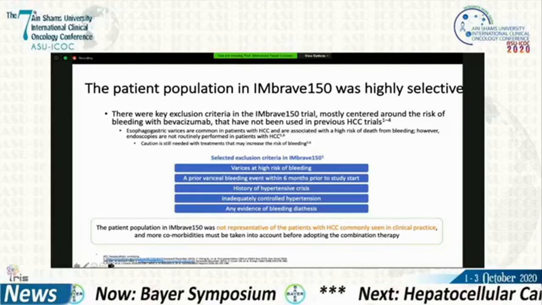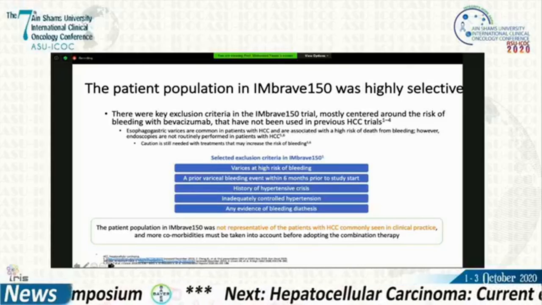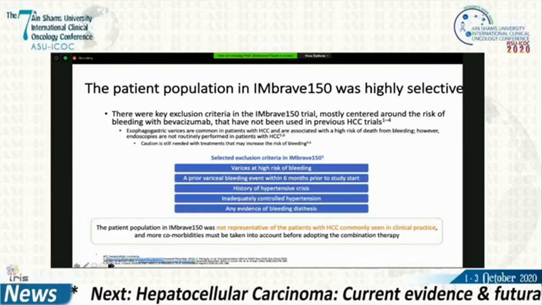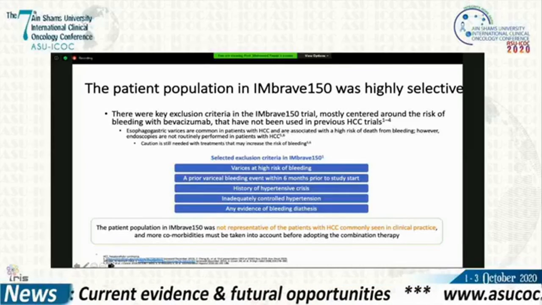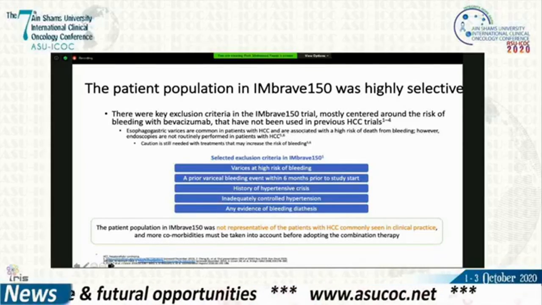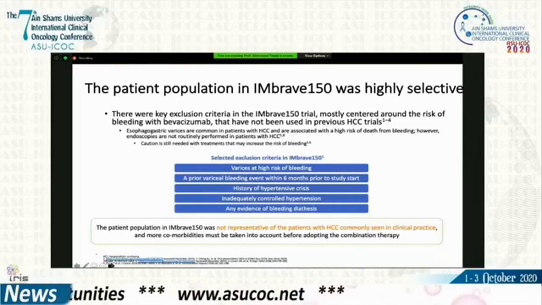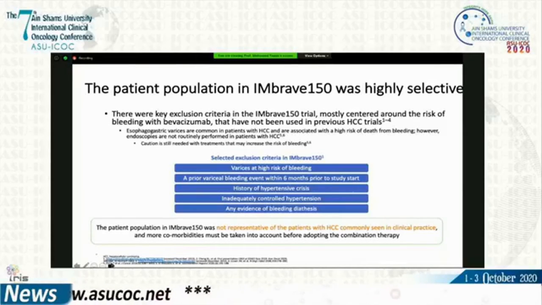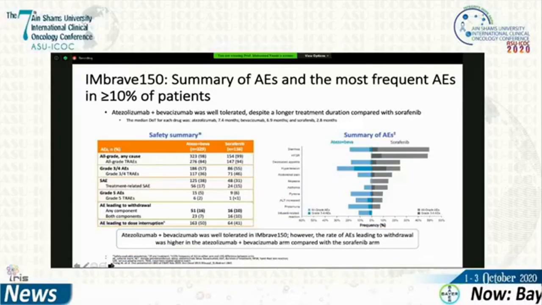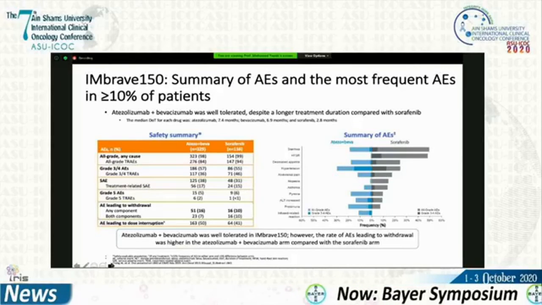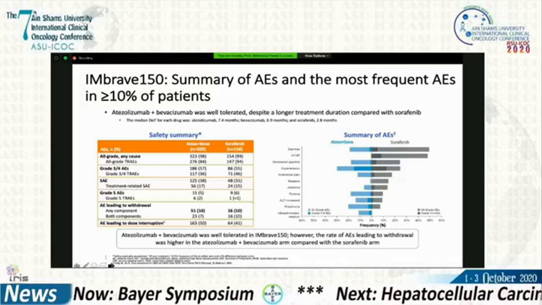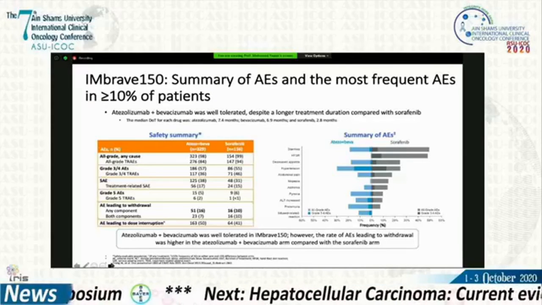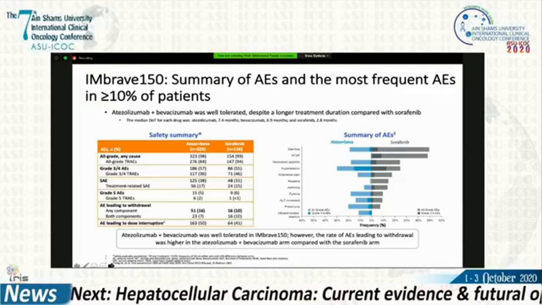Selected exclusion criteria: varices at high risk of bleeding, a prior variceal bleeding, history of hypertensive crisis, inadequately controlled hypertension, any evidence of bleeding diathesis. The patient population in IMbrave150 was not representative of the patients with HCC commonly seen in clinical practice, and more comorbidities must be taken into account before adopting the combination therapy. In the summary of the adverse events, hypertension was increased with the atezolizumab arm versus sorafenib.